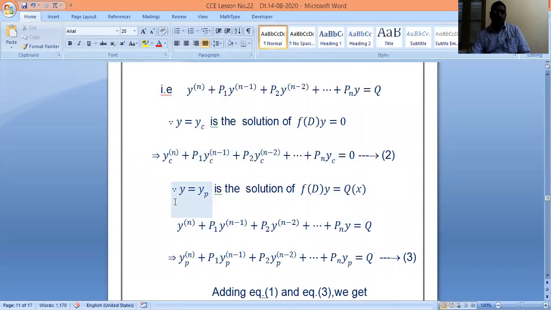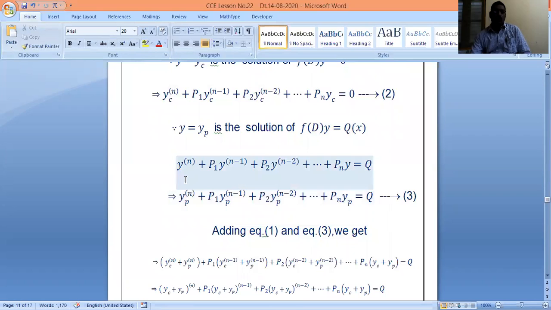Since y is equal to yp is a solution of f of D into y is equal to q of x, this is a non-homogeneous linear differential equation. This y is equal to yp is the solution of this equation. Therefore, this equation satisfies f of D into y is equal to q of x.